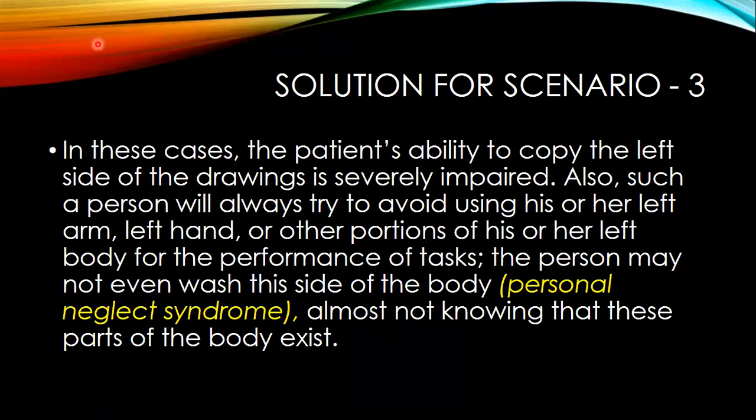And again, some more details to add to this. In these cases, the patient's ability to copy the left side of the drawing is severely impaired. Also, such a person will always try to avoid using his or her left arm, hand, or other portions of the body to perform tasks. The person may not even watch this side of the body. So this is called personal neglect syndrome. When it is worse, this is called personal neglect syndrome. They almost do not know that the other side of the body exists. They do not acknowledge that at all.